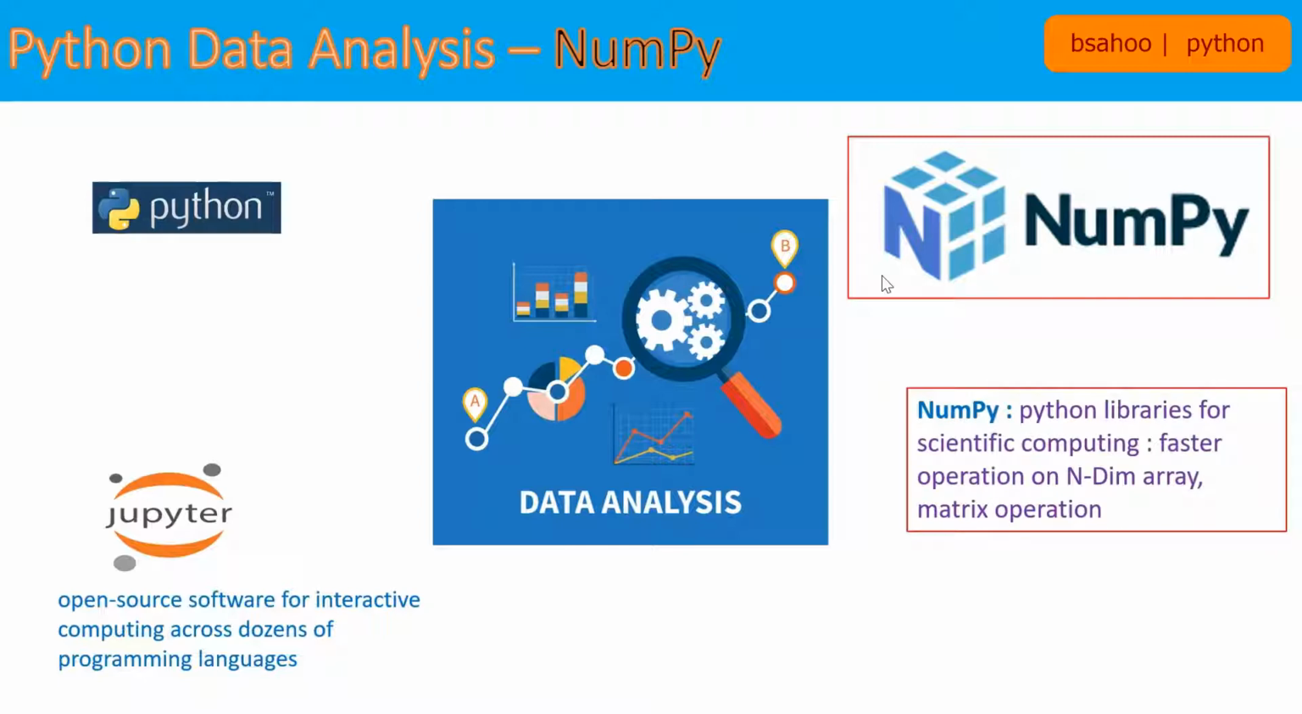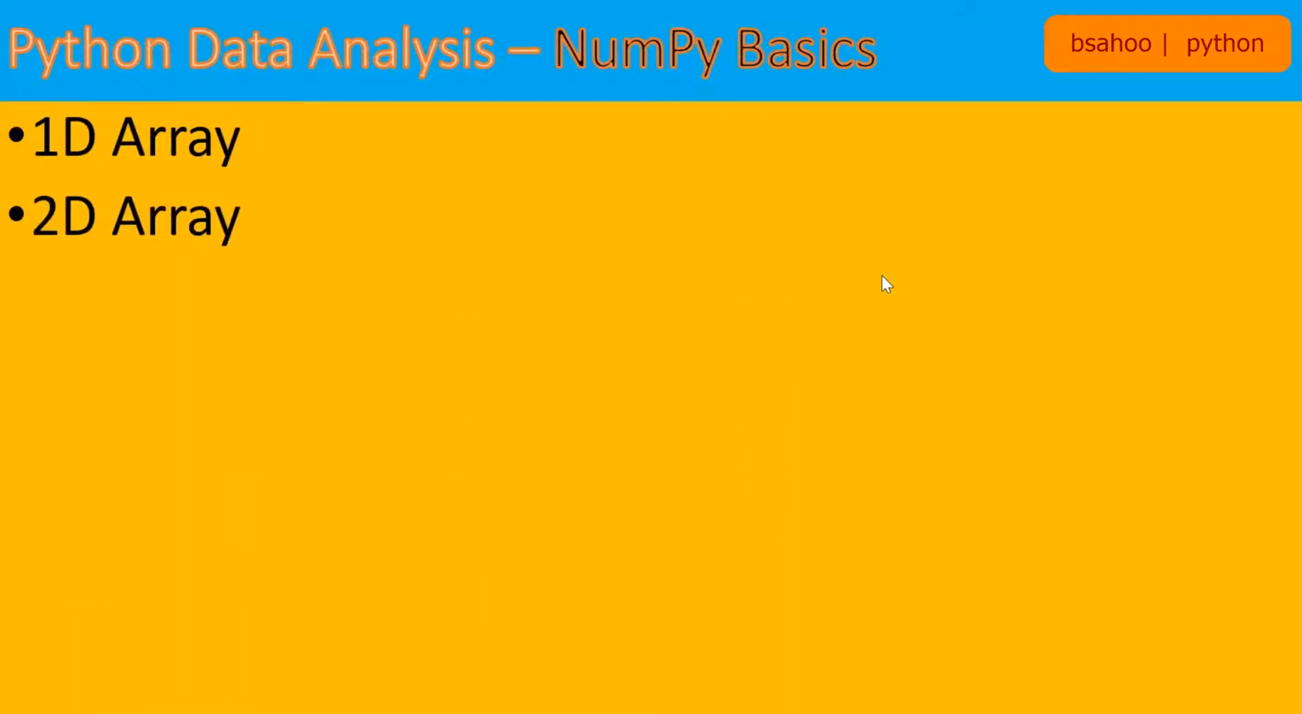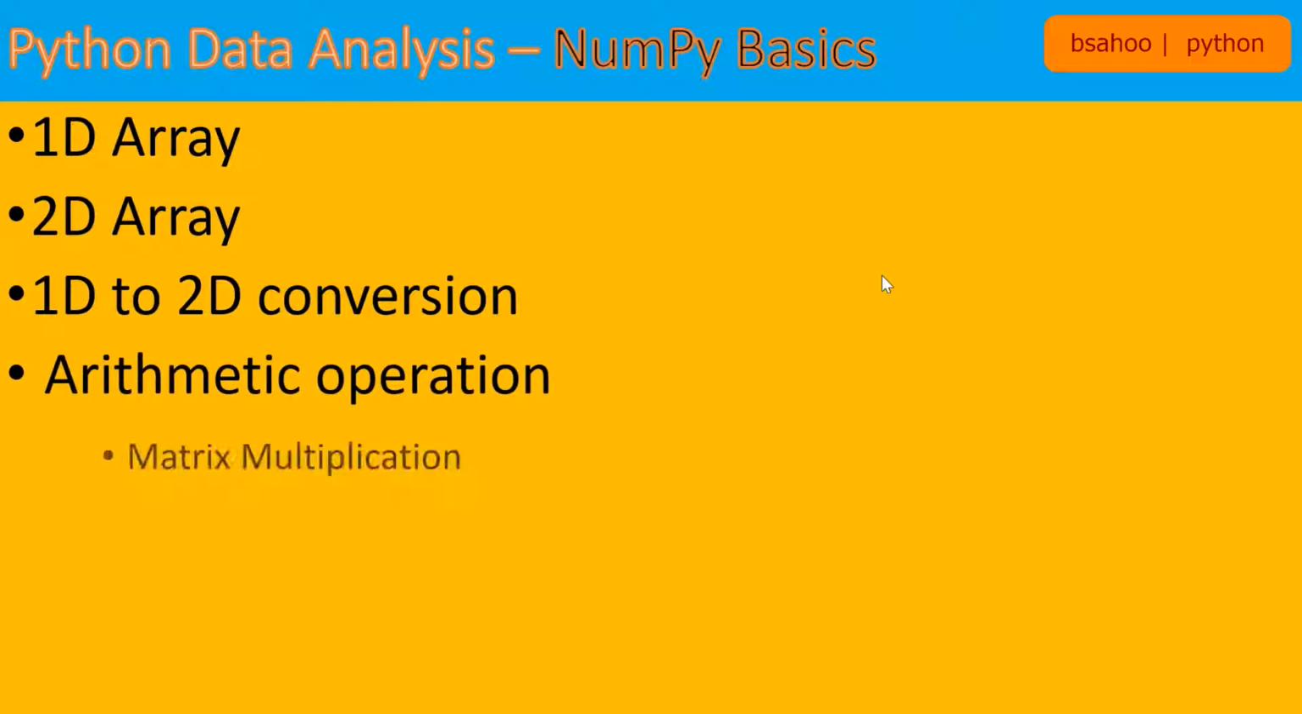Now NumPy is one of the Python libraries for scientific computing, and it is relatively faster compared to the native Python list, and you can have a few additional matrix multiplication operations related to scientific computing. We'll see how to create a one-dimensional array, how to get a two-dimensional array on the fly, how to convert one dimension to two dimensions, and do a little bit of arithmetic operations and matrix multiplication.